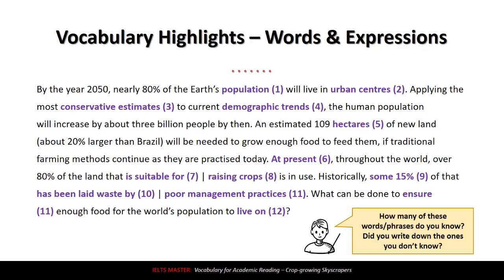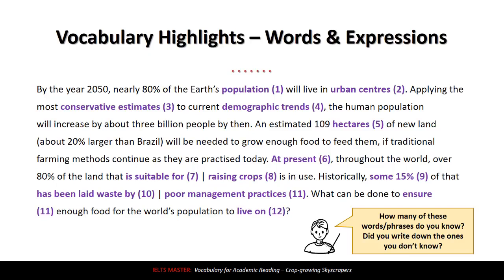Ensure is a nicer, more academic way to say to make sure, which is more common in conversation. And then last, we have live on. Live on means to continue living. Well, 12 really great words and phrases just from one paragraph.